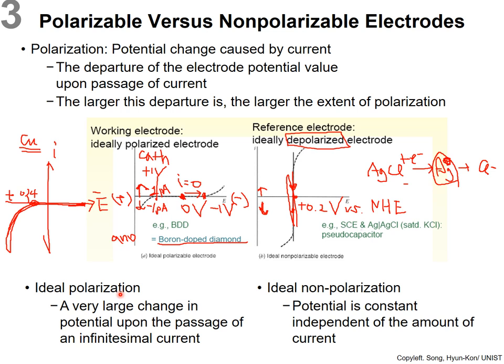ideal polarization is a very large change in potential upon the passage of an infinitesimal current or a small current. However, in the ideal non-polarization case, potential is constant, independent of the amount of current.